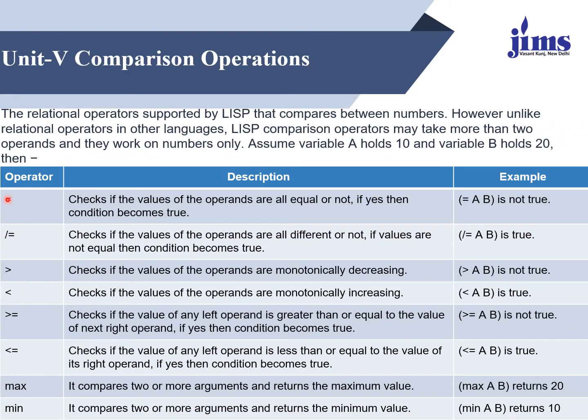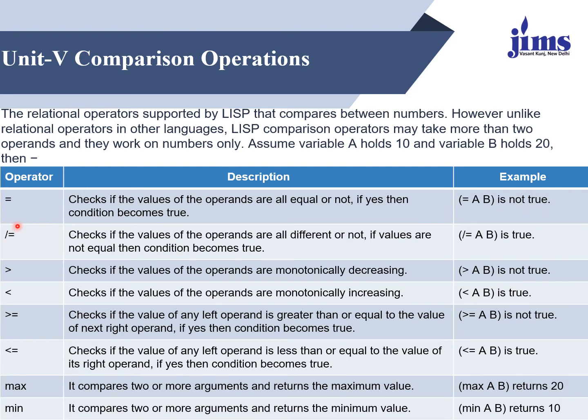Now see comparison operators. We know that whenever we use comparison operators, as in so many languages, they return either true or false. It is just to compare two values. So when we use equals to, it checks whether two values are equal or not. If it is not true, it returns not true.